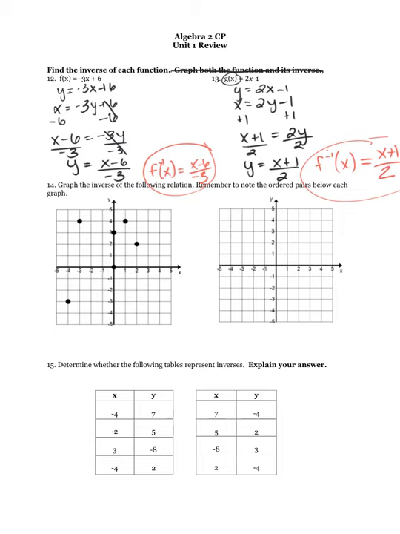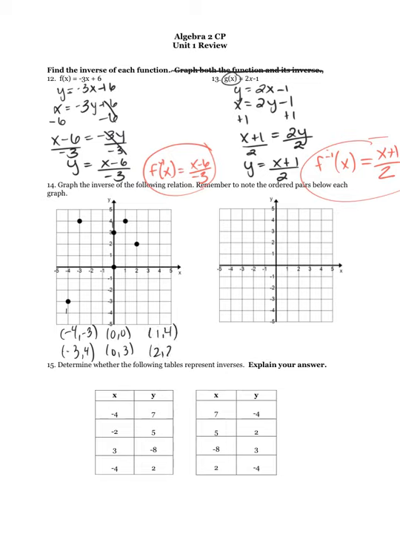All right, so now we're going to graph. Remember to note the ordered pairs below each graph. Remember, I told you this was going to be on a test, and I needed points. So left to right, I'm going to go here first: -4, -3. Then -3, 4. Then 0, 0. Then 0, 3, which is this point. Then 1, 4.